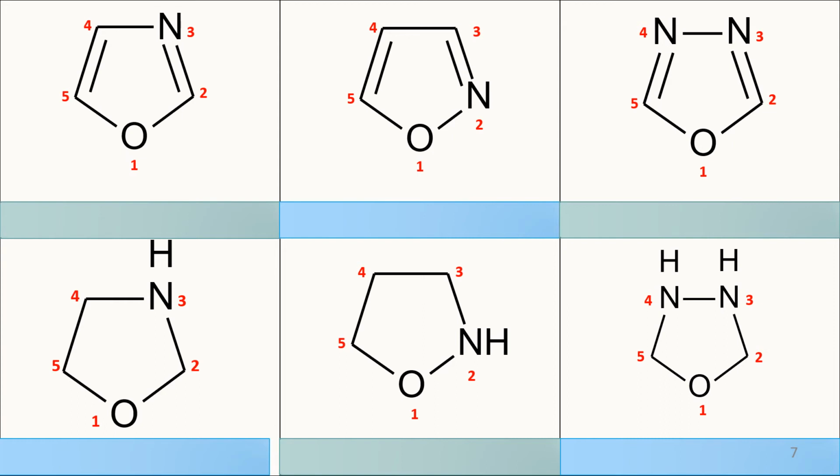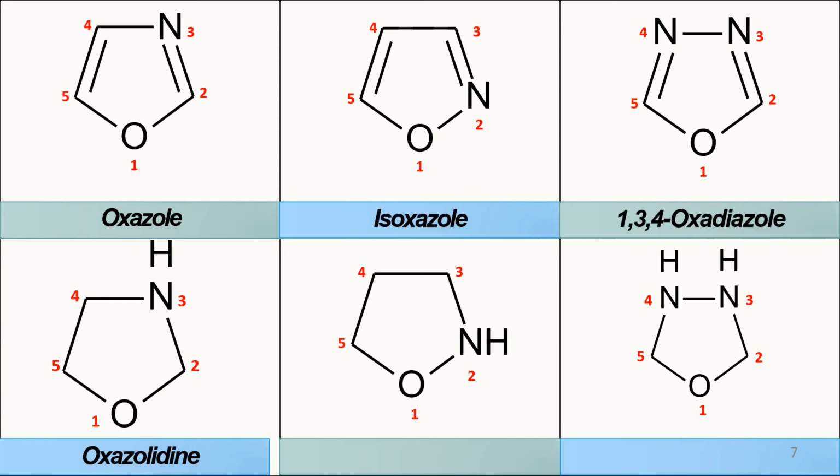Next, also the same, the presence of oxygen and nitrogen. Oxygen for oxa, nitrogen for aza. So the name of the structure is oxazole. Similar here. What is the difference between these two structures? Oxazole contains double bonds with 2 heteroatoms, but in oxazolidine there is an absence of double bonds, with 2 heteroatoms present. Hence, oxazolidine is saturated and oxazole is unsaturated.